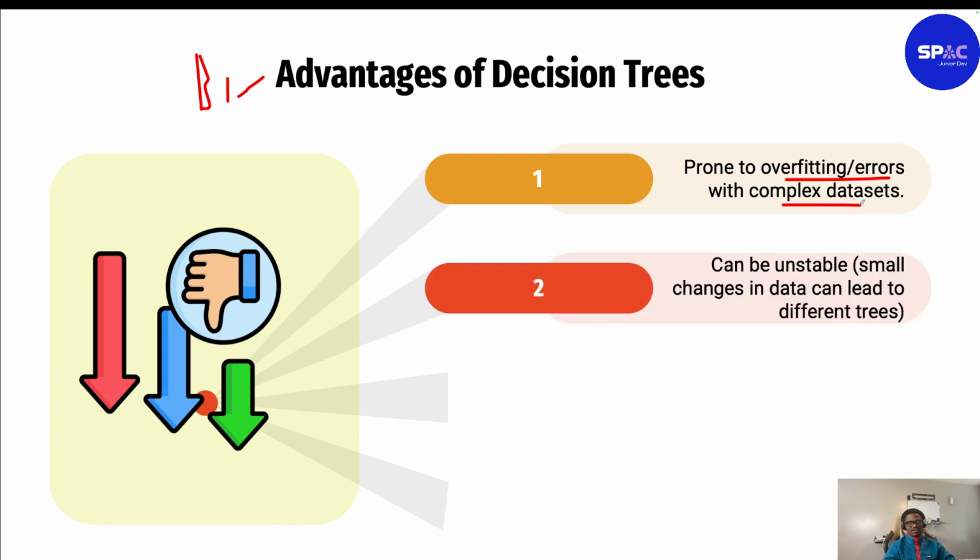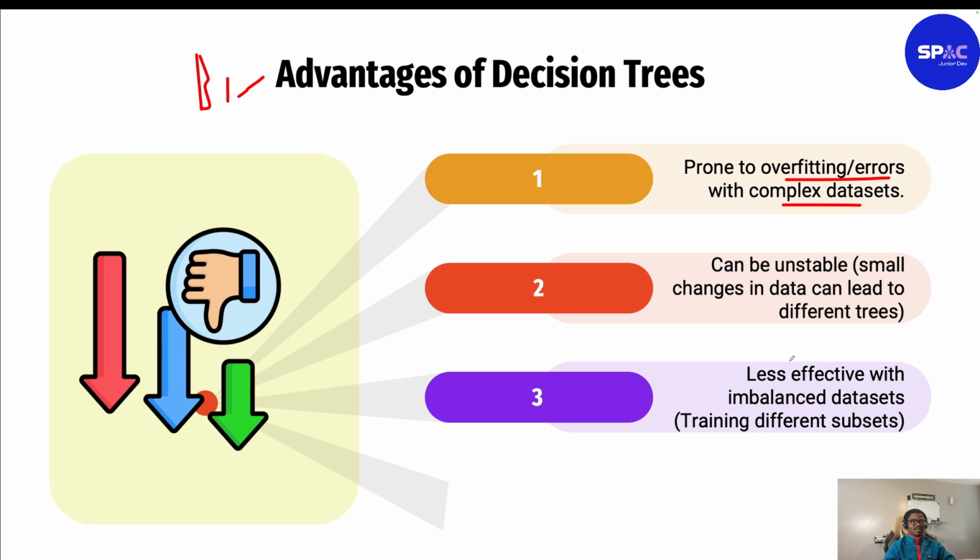Sometimes it can be unstable, right? Small change in data can lead to different trees. Okay, less effective with imbalanced data set, right? So if you have data set that is not really good, decision tree might not work for it.